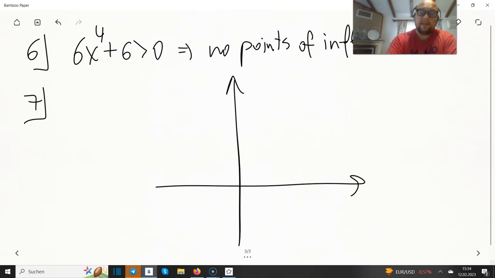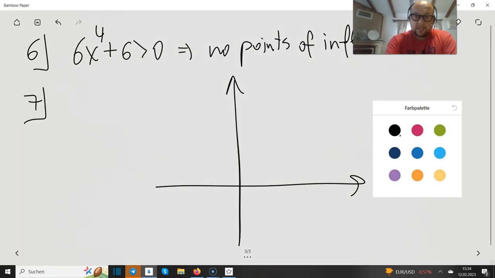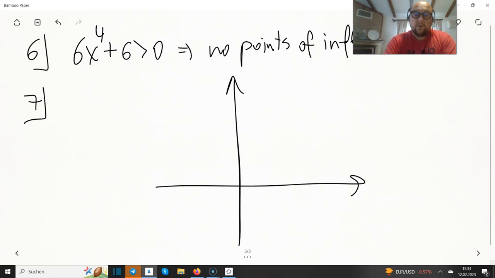Let's see what's happening. All right, so what do we have? We have 1, 4 and minus 1, minus 4, somewhere there. Max, min. That's right, the maximum and the minimum of the function.